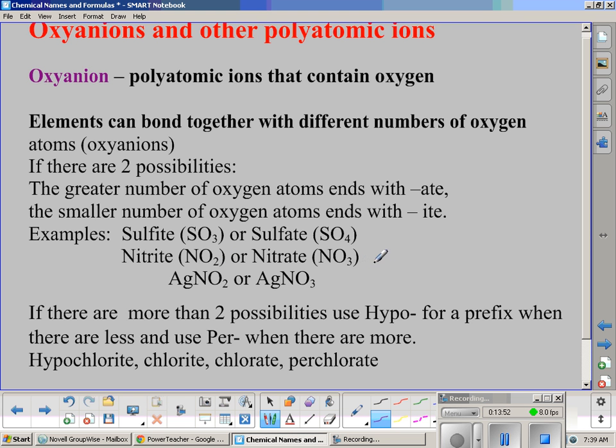And there really is no pattern to know that 3 of them is an -ite and 4 of them is an -ate. That doesn't work. You can see that here. There are tables filled with common ions, and you just need to know where to go to look them up. Now, sometimes there's the possibility of more than 2.